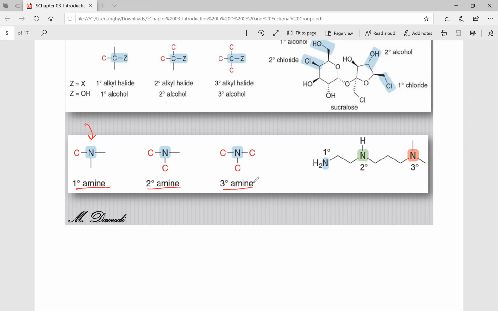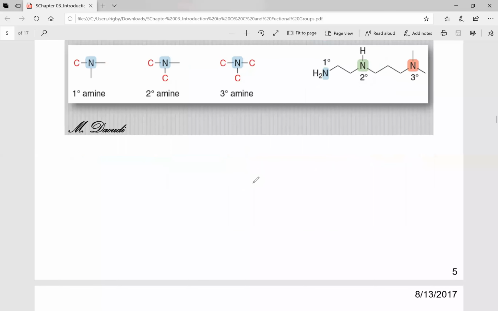Now, there's something I want to talk about a little bit when we're talking about alkyl halides. We can also use this idea of primary, secondary, tertiary with alkyl halides. So I'm going to use Br as my halogen example here. Let's say that we have Br that looks like this. So this is our alkyl halide.